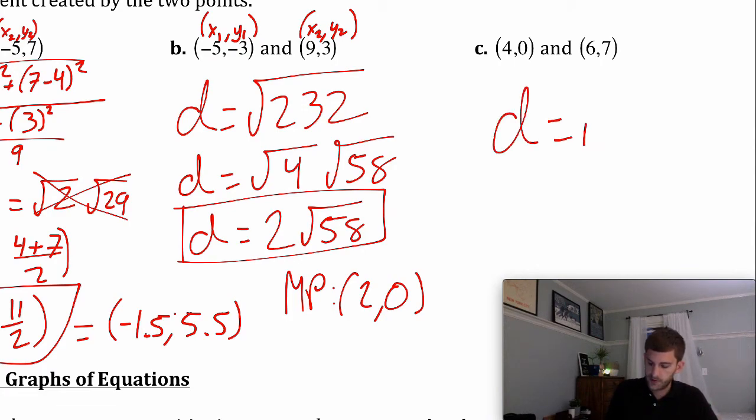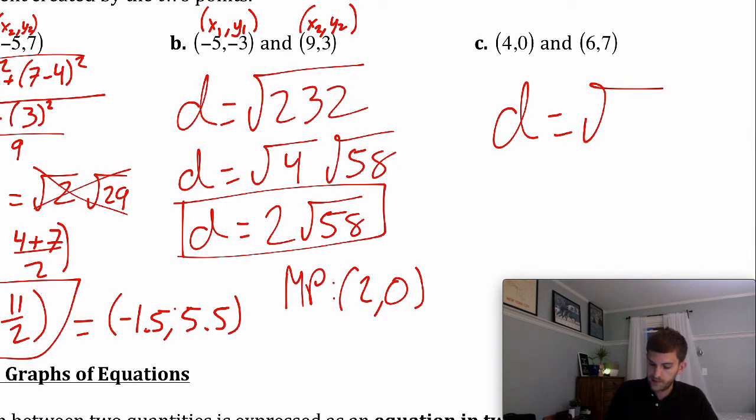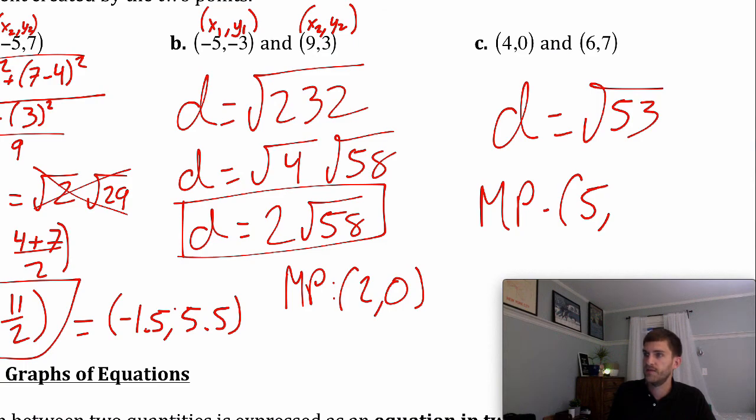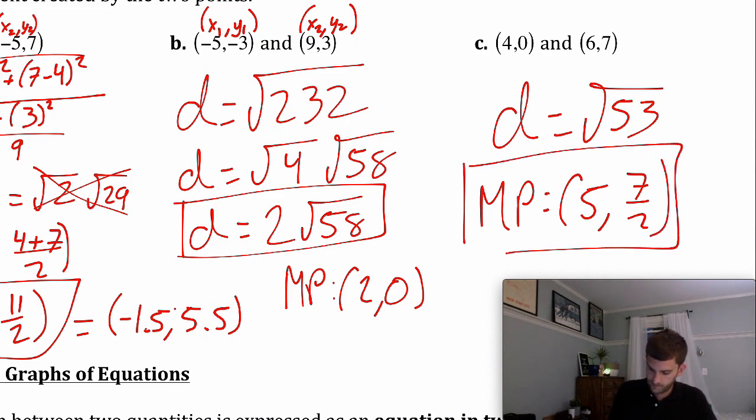This one, after you go through all the work, please show your work. For time's sake, I'm not going to. We got D equals the square root of 53. That's not reducible. 53 is actually a prime number, if I recall correctly. And then the midpoint, you end up with 5 comma, I believe, 3.5. Or you could say 7 over 2, 3.5. Either way works for me. And that's all.